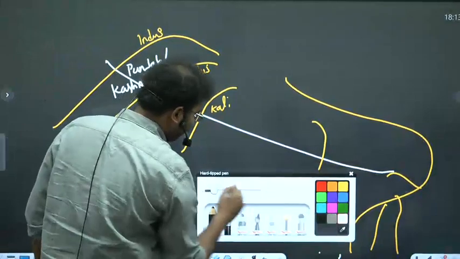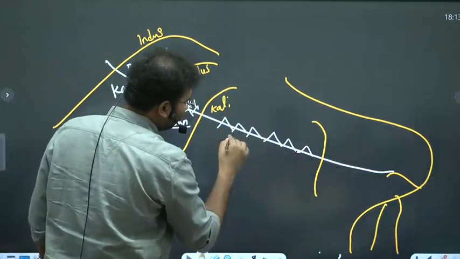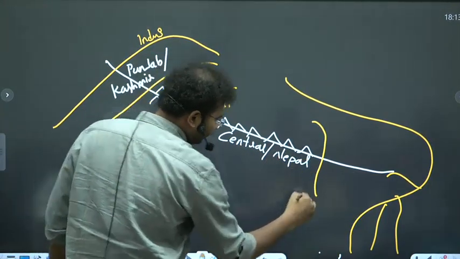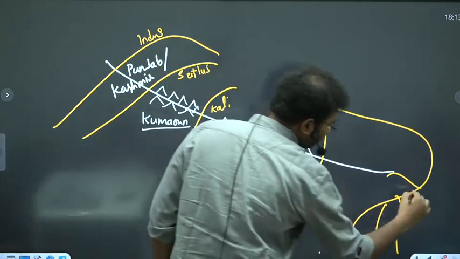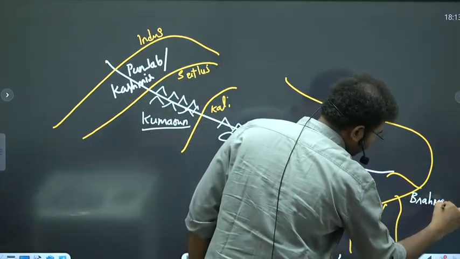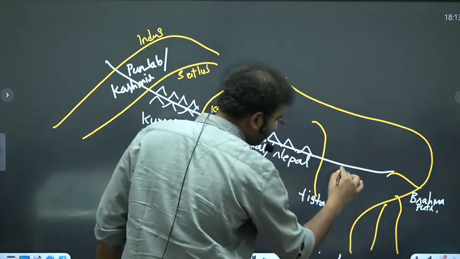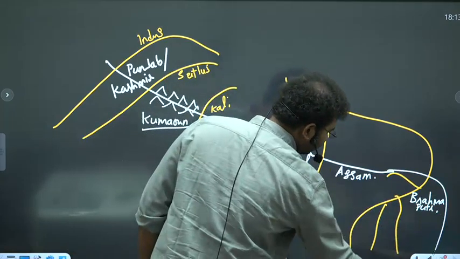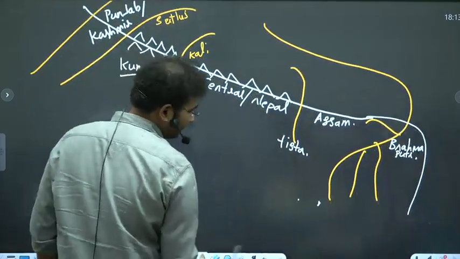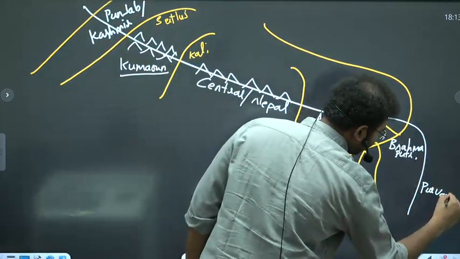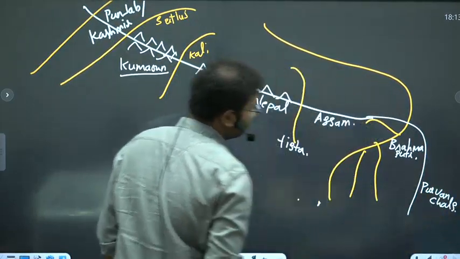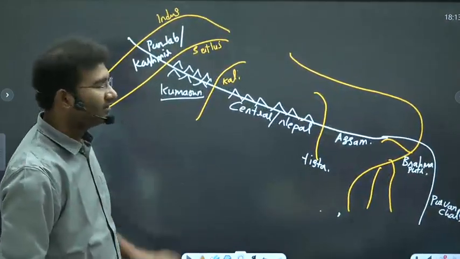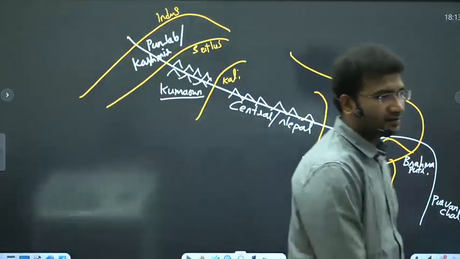Kali and these Himalayas are also called Central Himalayas. Central, Nepal. And the river is Tista. This is your Brahmaputra. They are also called Assam Himalayas. And the mountain ranges present south of it are called Purvanchals. This is how the riverine divisions of the Himalayas are there.